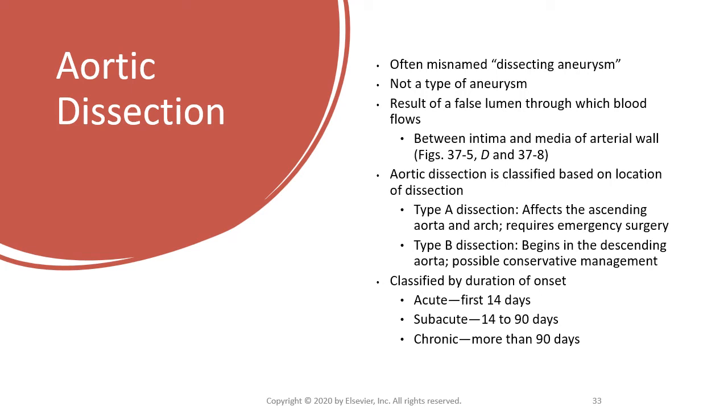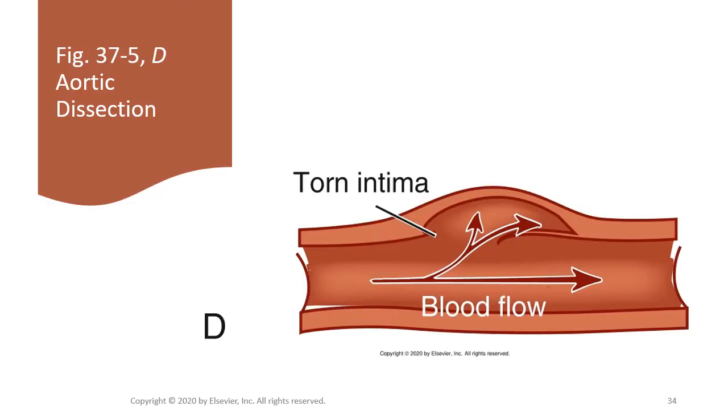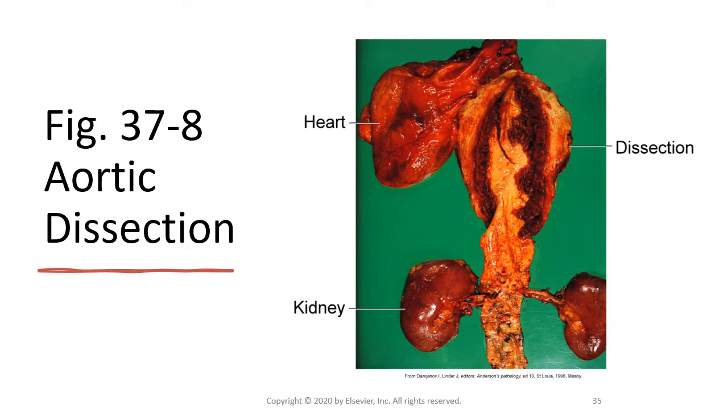Aortic dissection, often misnamed dissecting aneurysm, is not a type of aneurysm. Rather than ballooning like an aneurysm, dissection results in the creation of a false lumen between the intima, which is the inner lining, and the media, the middle layer of the arterial wall. This slide is a picture of a dissection on the descending aorta. You can see the heart, the kidneys, and the dissection area.